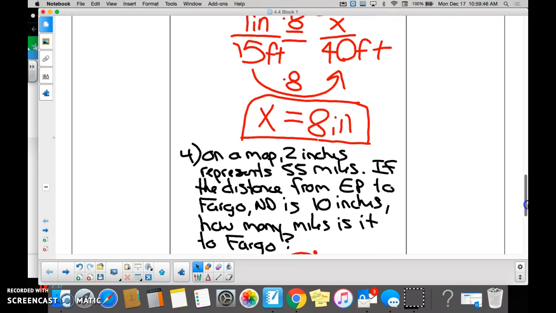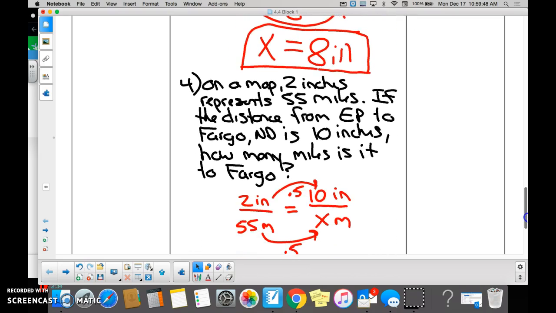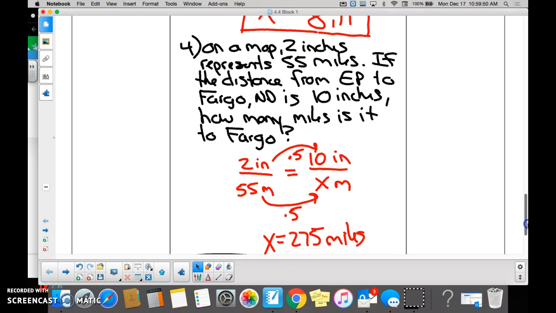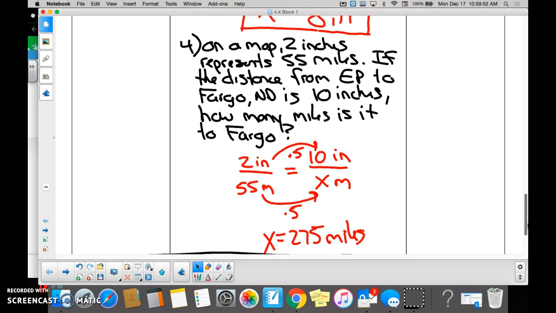Last one we did was then the map. We use a proportion to solve using the scale factor. What was the scale factor again on the map? Someone raise your hand and tell me the scale factor. Claire Wood, what was the scale factor for this problem? 2 inches, 55 miles. So 2 inches is 55 miles. Therefore, that would be the scale factor, right?